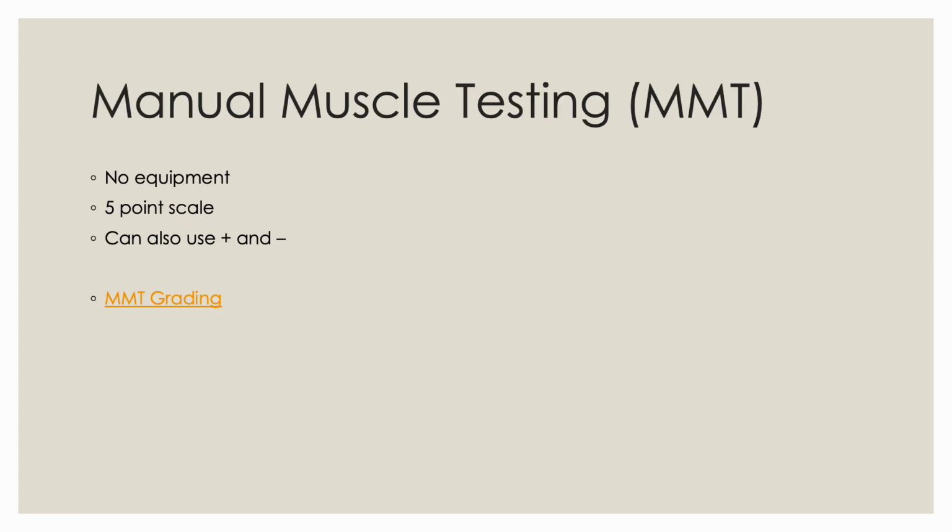Clinicians often use manual muscle testing to measure strength. No equipment is required for this, and manual muscle testing is rated on a 5-point scale, and some scales also use pluses and minuses. For manual muscle testing, the clinician applies resistance to a patient for a specific movement.